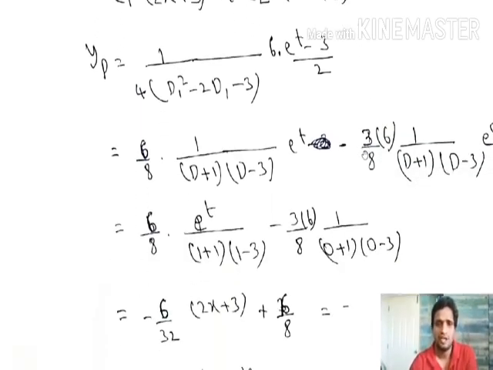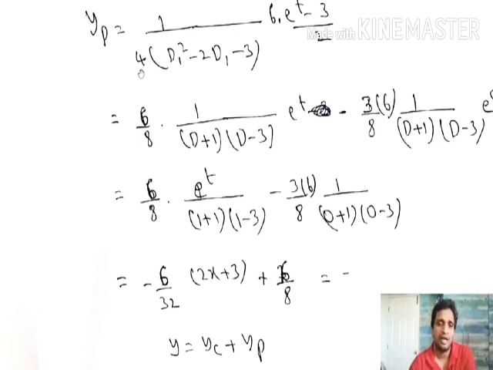So the yp is 1 by 4 into, I have taken 4 outside, (D1 square minus 2D1 minus 3), 6 into (e power t minus 3) by 2. Here two terms are there, e power t and minus 3, and minus 3 means minus 3 into e power 0t. So I have split this fraction into two terms.